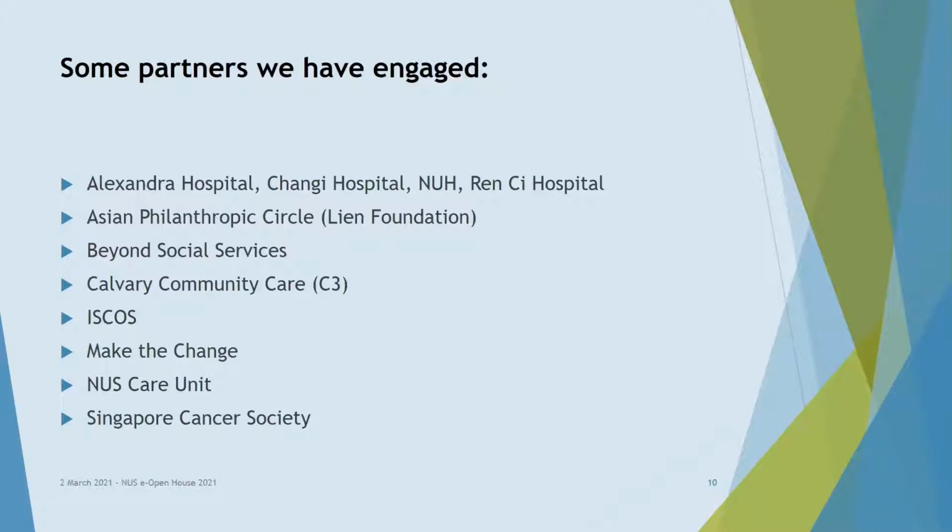So here are some partners we have engaged, right? Partners are the organizations we work with when we work on these projects. As you can see, we've worked with many hospitals, and we've worked with Asian Philanthropic Circle, part of the Thian Foundation. This project has got to do with assisted living. We've also worked with Beyond Social Services, particularly for low-income families. And C3 is the one I showed you earlier in the example, the literacy example. ISCOS is the organization that helps with ex-offenders.